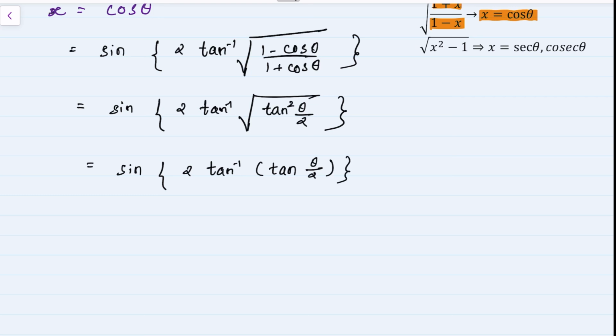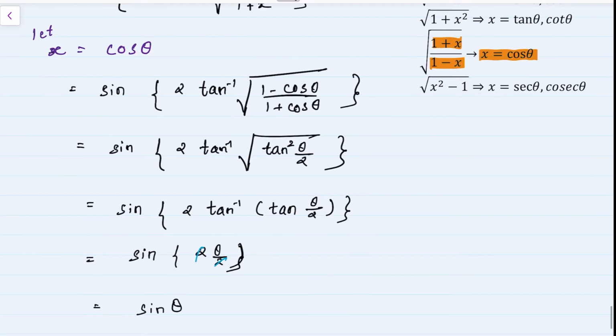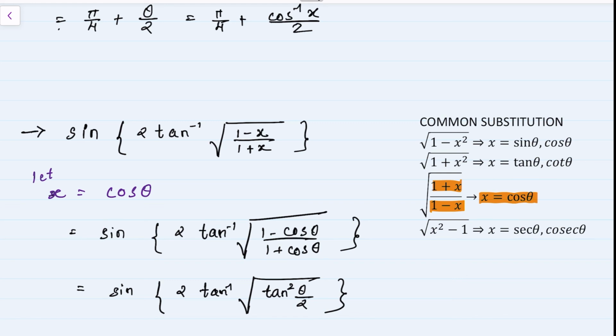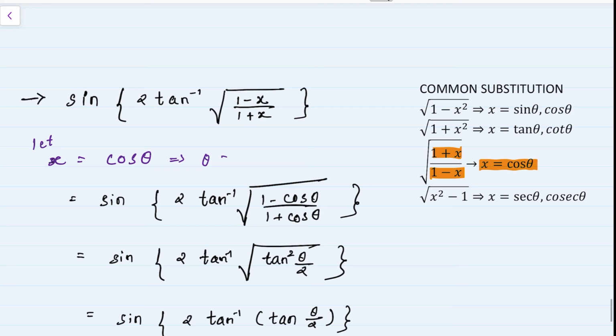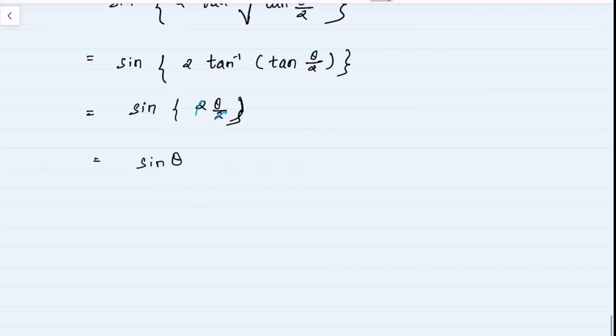Now in the next step what we'll get is, inside the bracket tan inverse and tan can be removed, and we are just left with 2 times of theta by 2. 2 can be cancelled out again, and for the next step we'll be just left with sine of theta. Now we cannot write this as our final answer because theta was our substitution, it was introduced by us. So we can write theta in terms of x as theta is equals to cos inverse of x. So we'll resubstitute theta as cos inverse x, and now we are left with sine of cos inverse of x.